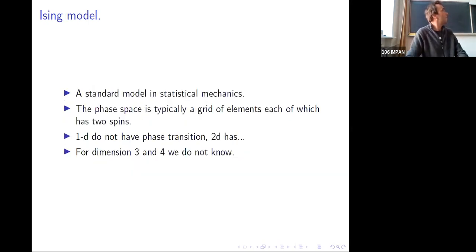Let's see. I have like 10 minutes, I believe. Now we have till 2:15 at least. 2:15? Okay. 1:45. Okay, good.